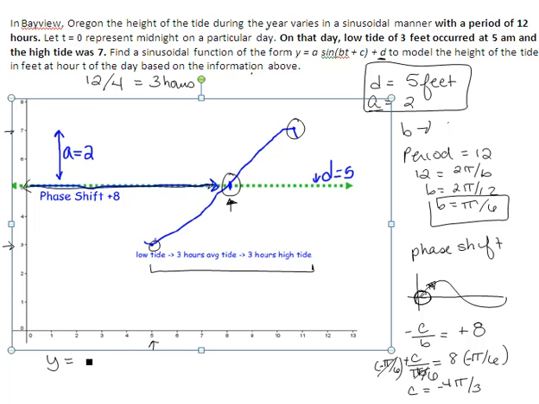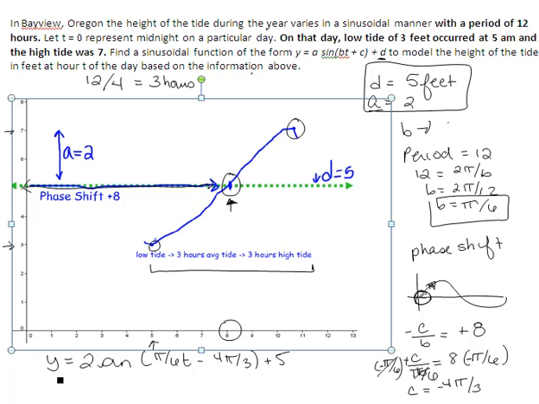Y is equal to A, which is 2, sine of B, which is pi over 6, t minus 4 pi over 3, plus 5. We can indeed check to see if this is right. When we plug in 8, we're going to get pi over 6 times 8, which is 4 pi over 3. Subtracting 4 pi over 3 is 0. Sine of 0 is 0. 2 times 0 gives me 0. Therefore, my y value should be 5.